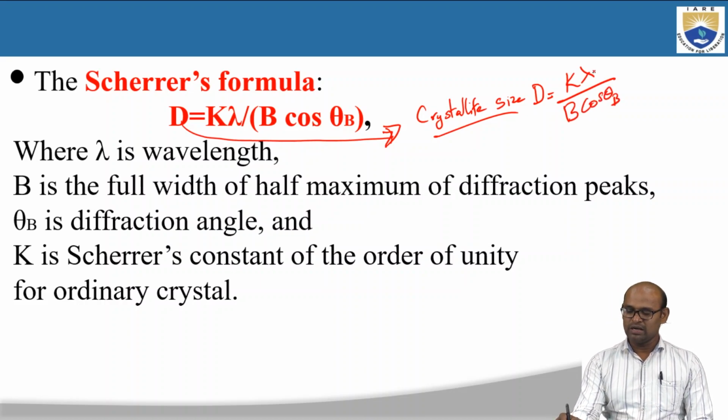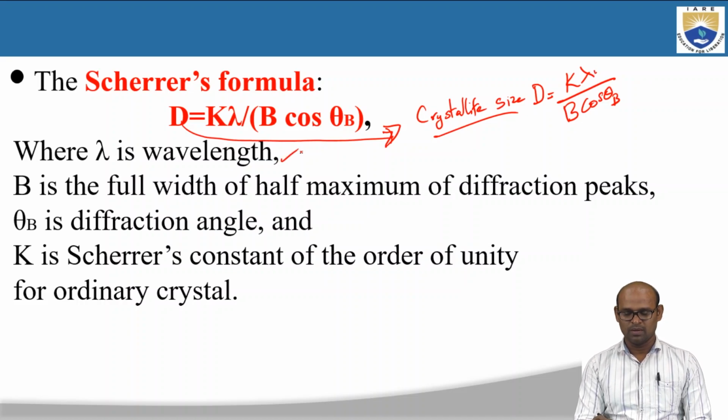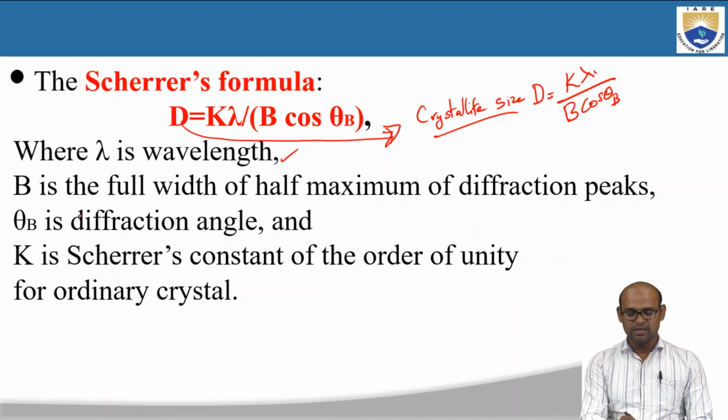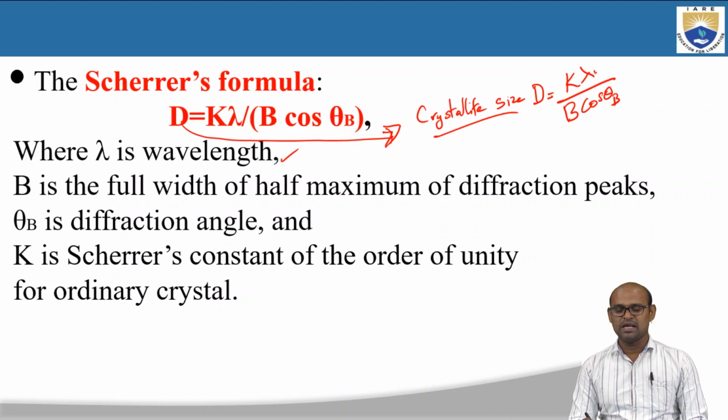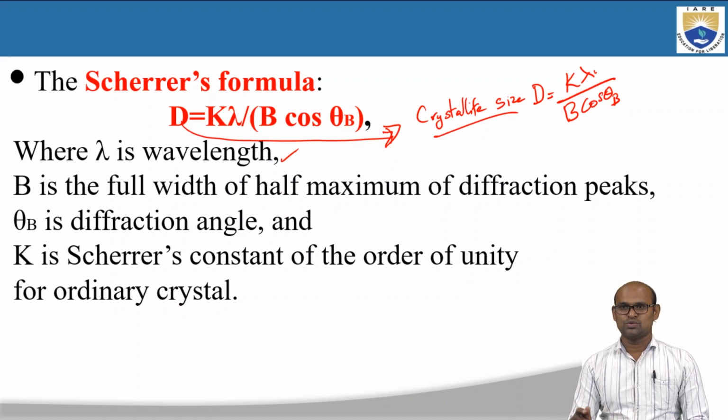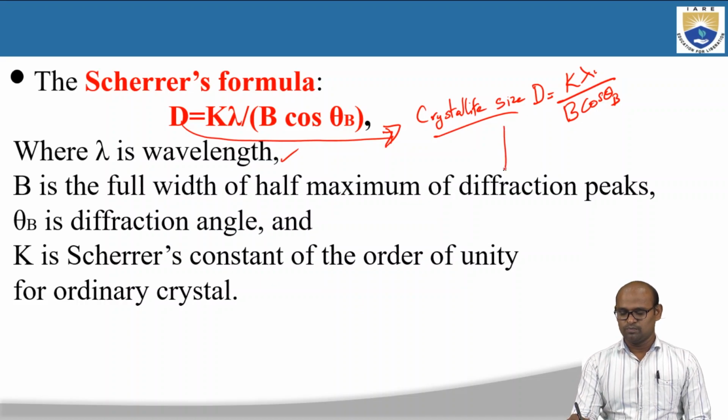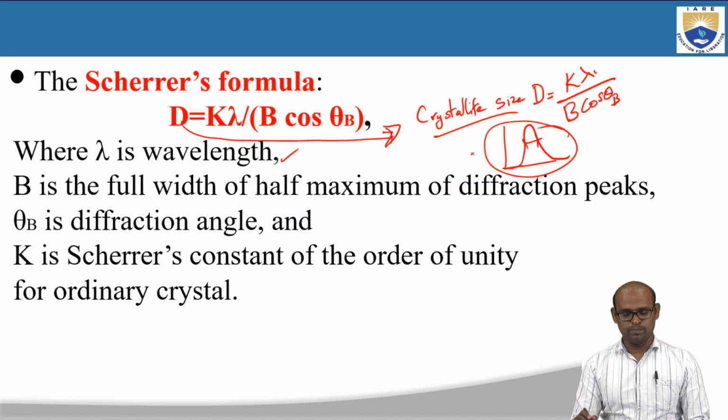Here lambda is the wavelength of the incident light and B is the full width at half maximum of the diffraction peak. As we discussed in the earlier slide, if you plot the intensity distribution, you can see there are peaks. From the peak we can look at the full width at half maximum of this intensity distribution peak. And then theta B is the diffraction angle.